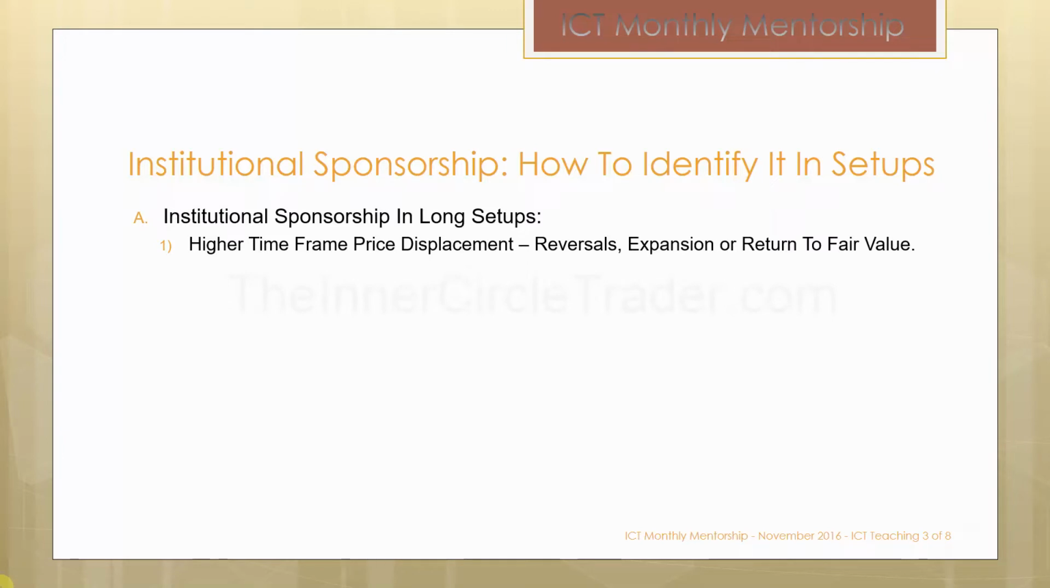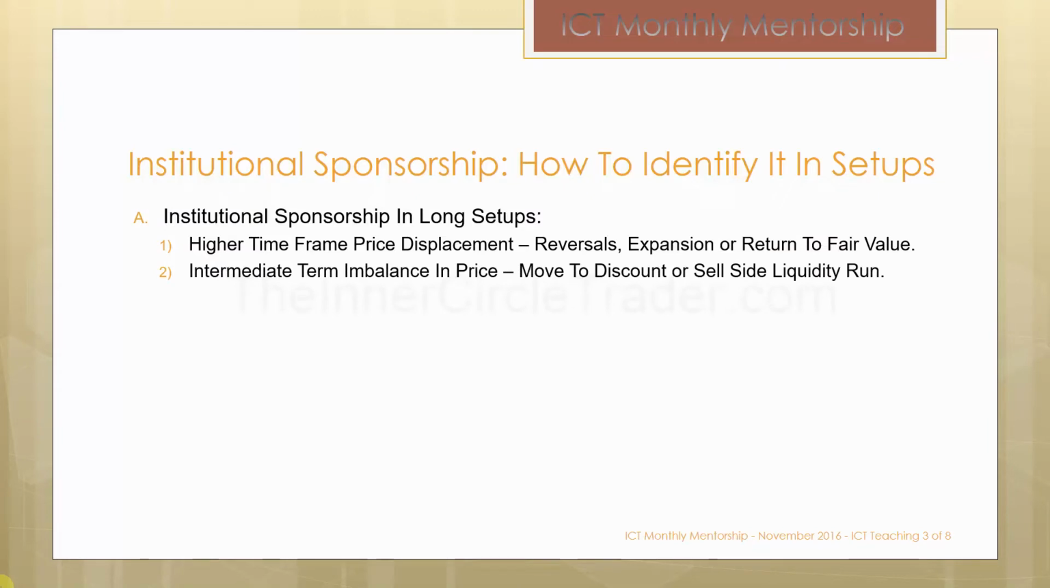Key to identifying institutional sponsorship in long setups is the notation of a higher time frame price displacement, and that can come in the form of a reversal, an expansion, or a return to fair value. Then an intermediate term imbalance in price. Now, this is a move to discount or a sell side liquidity run. In other words, the price is going to retrace, or it can begin by going below an old low to run out the sell stops.